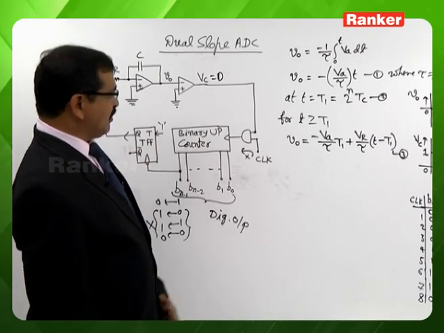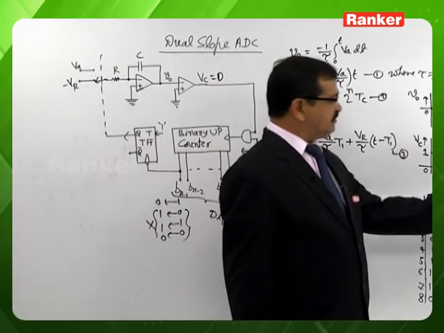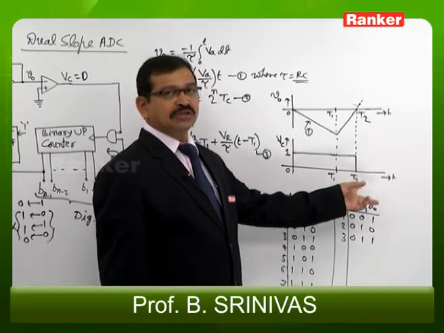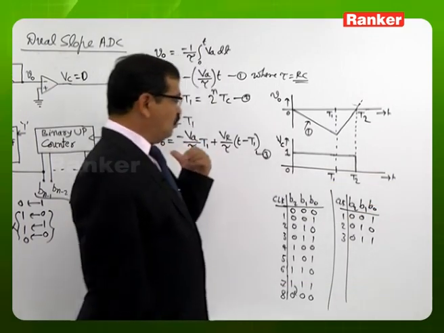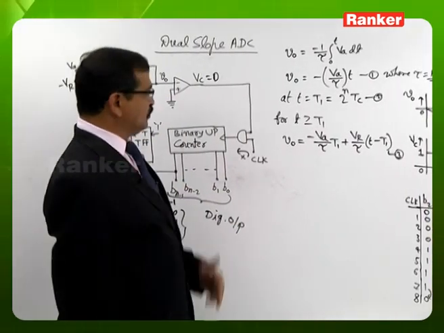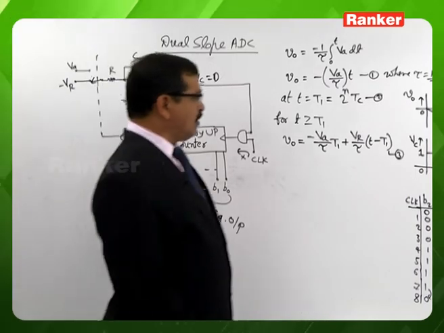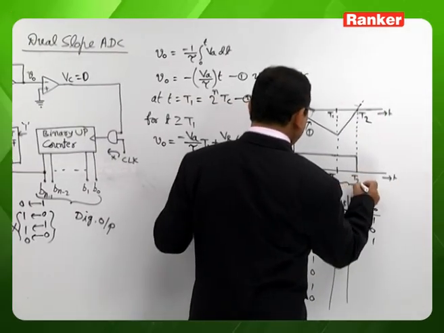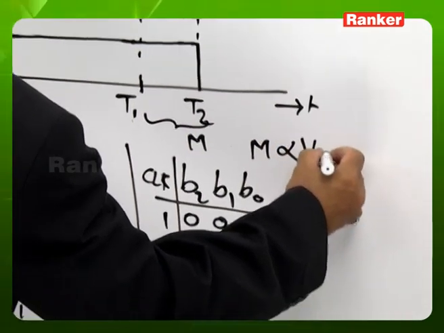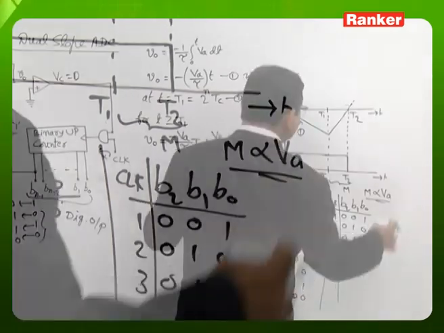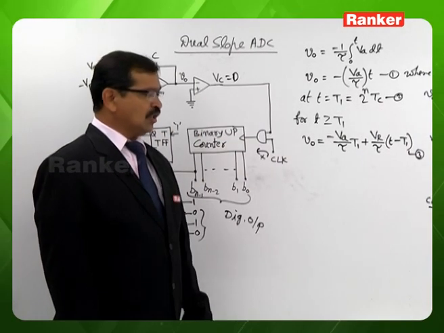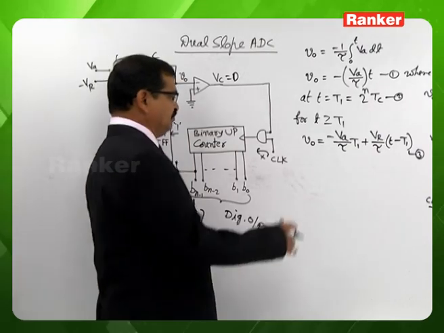So basically what we are looking at is the number of clock pulses which are entering this counter in the duration from T1 to T2. That is going to be the equivalent digital output for this input analog signal. If the number of clock pulses entered in the duration, we name it M, we need to prove M must be proportional to the input analog signal. If M is proportional to the input analog signal, then it is possible to accept the circuit is converting analog data to digital form. So let us verify.